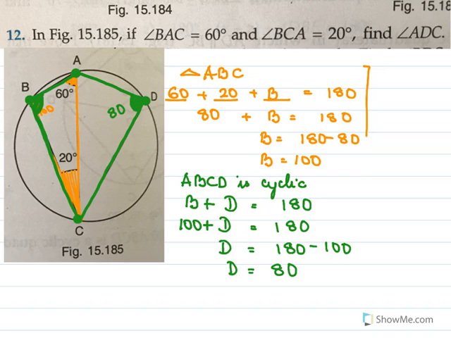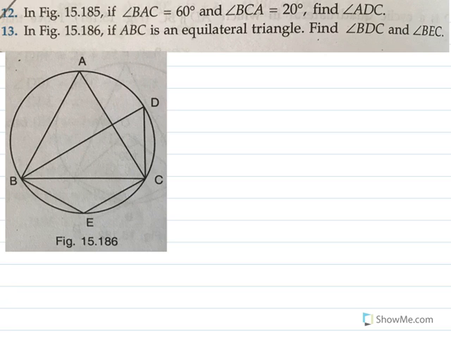So for this sum, in this first part, we used the angle sum property. We took a triangle and found the third angle. And in this part, we used a cyclic property. Opposite angles of a cyclic quadrilateral are supplementary.